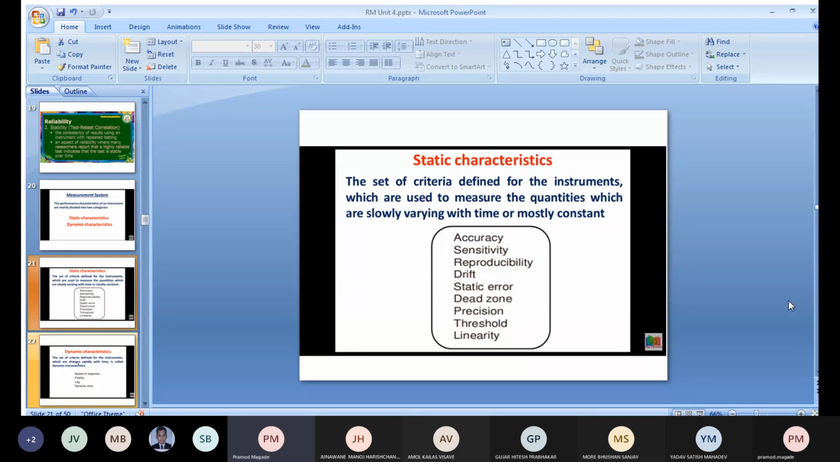So just write down the definition. The criteria which can be defined to measure the quantity which are slowly varying with respect to time.